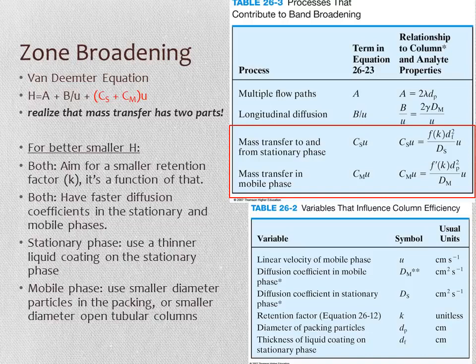And now we're going to talk about mass transfer. For both the mass transfer in and out of the stationary and mobile phase, you want a smaller retention factor because the term is a function of retention factor. Also, you want faster diffusion coefficients for this term so that you will get to the interface more quickly. This is all about getting to the interface often so that equilibration can occur. With respect to the stationary phase, if you have a thinner liquid coating, it'll take less time for the analyte to get to the interface of stationary and mobile phase, and so you'll have a smaller plate height. And for the mobile phase, having smaller diameter particles, or smaller diameter tubes for open tubular, will also decrease the amount of time it takes to get to that interface.